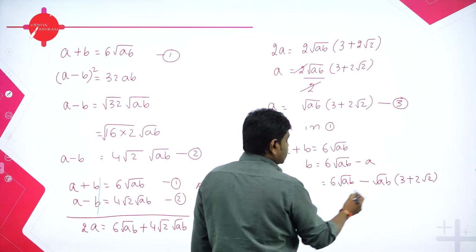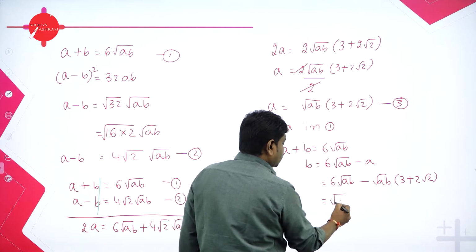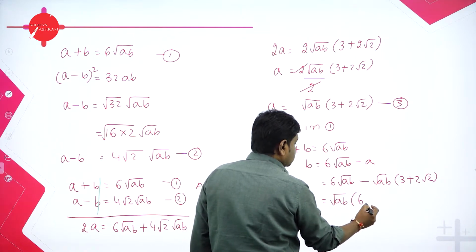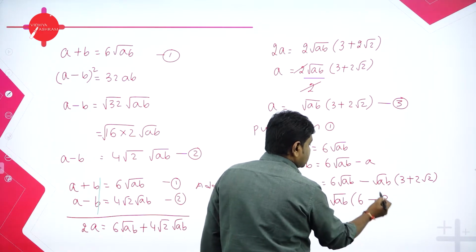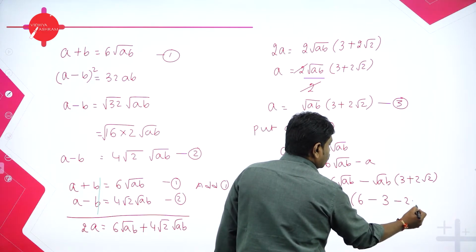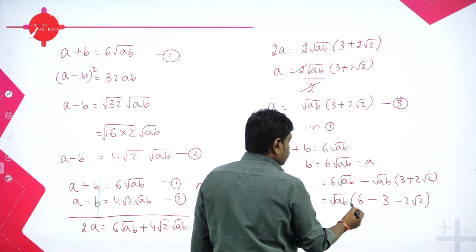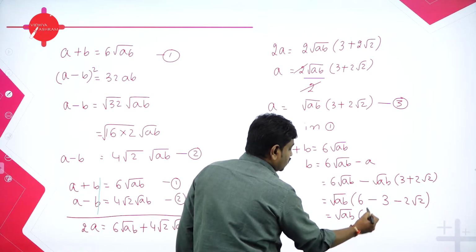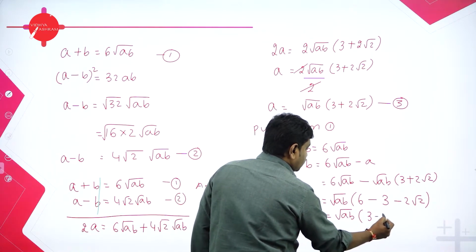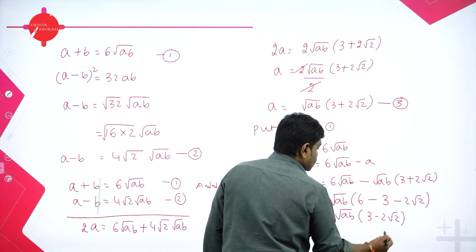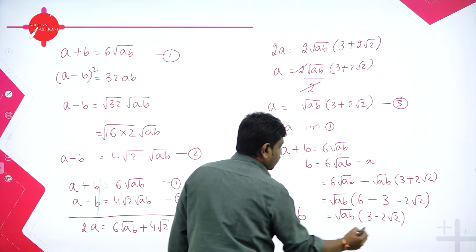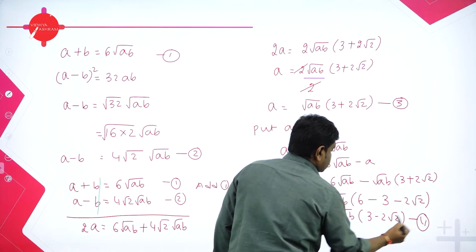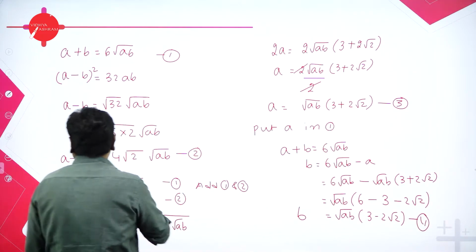So in these two terms I can take root AB common. If I take root AB common, it will be 6 minus, open the brackets, minus 3 plus into minus 2 root 2. So now all of you know 6 minus 3 is 3. Root AB into 3 minus 2 root 2. So this is the value of B. Now you got B, call it as equation 4.